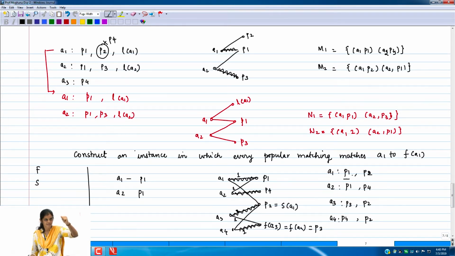Yes? P1 and P4. Now let's see, is there a popular matching that matches A2 to P1? We constructed this instance so that P1 must be matched to A1. Therefore, you cannot underline this, so the algorithm cannot say that A2 can get matched to P1. What about A3?